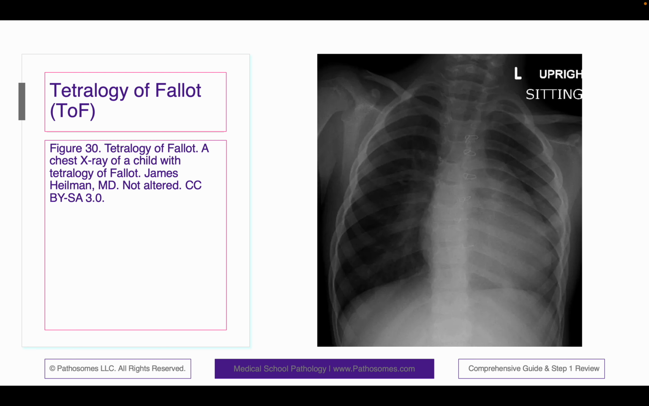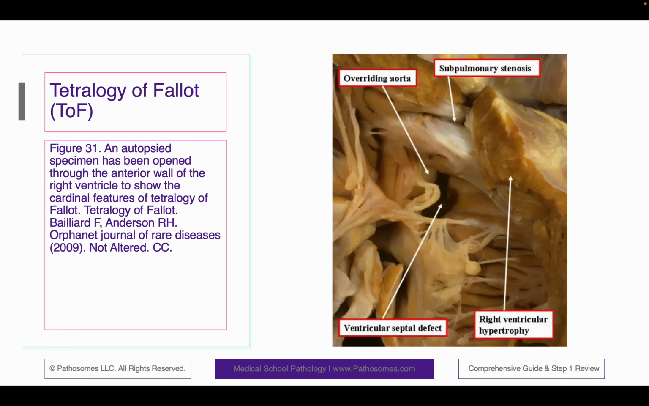Can you recognize this heart? Would you say it has a boot shape? Here we have an image from an autopsied specimen that has been opened through the anterior wall of the right ventricle to show the cardinal features of Tetralogy of Fallot. Do you see that?